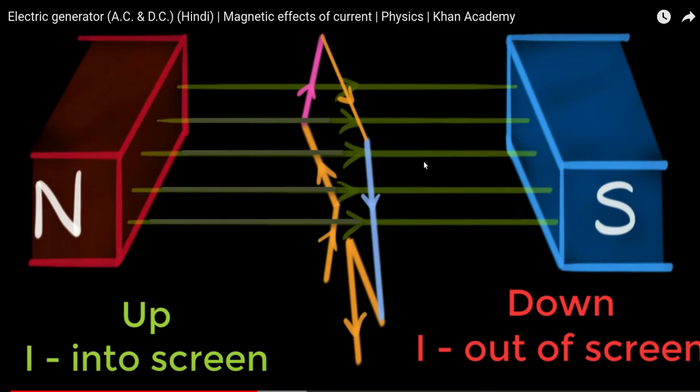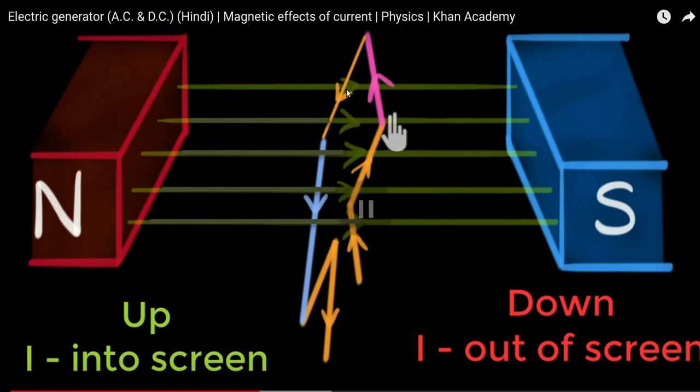Okay, why? Because now, there you go. Now the force is like we already know that when the blue line was on this side, near the south pole, the current was out of the screen. Now, for the rotation that is happening, in the pink line, when it is near the south pole, the force is downwards, which means the current will be out of the screen. That means the direction of the current changes.